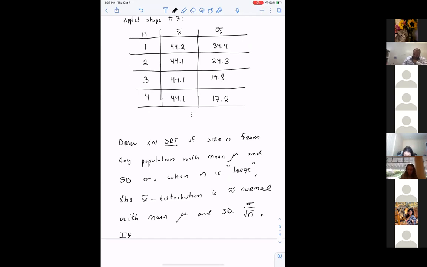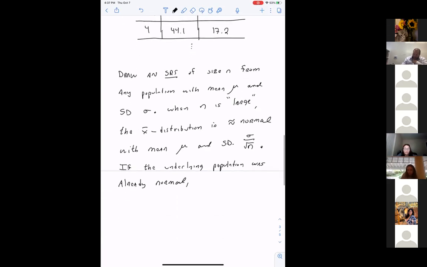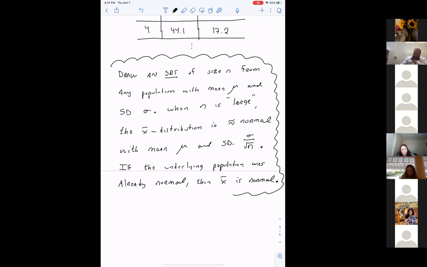If the underlying population was already normal, then X bar is normal. So in general, it's approximately normal, but if I start normal, I stay normal.